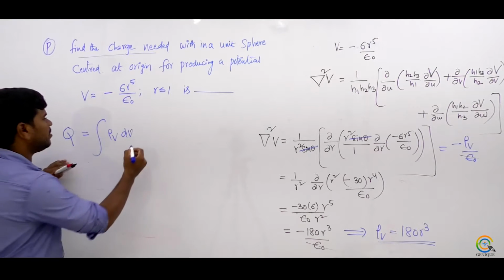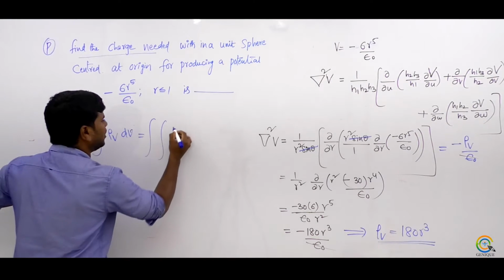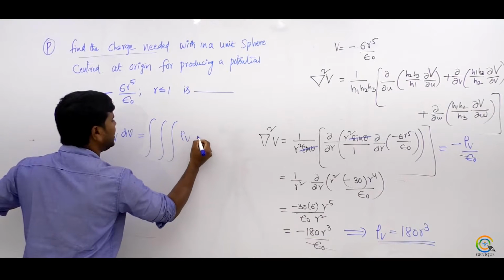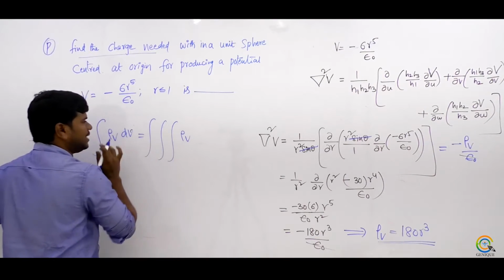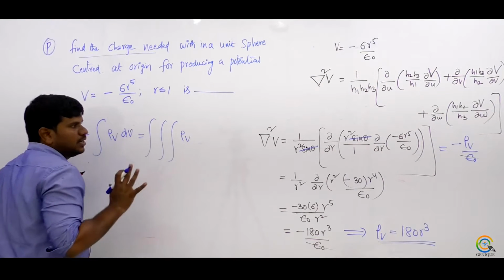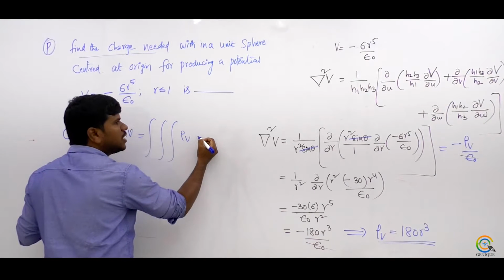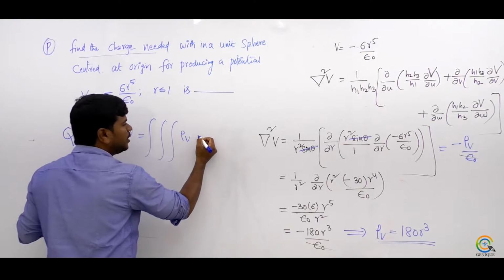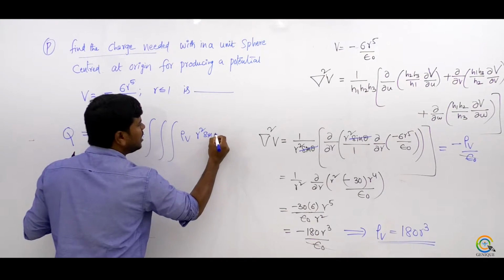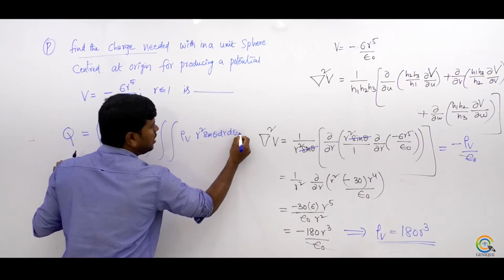So dv is nothing but a triple integral of rho v dv. In spherical coordinates, here also the spherical coordinates, h1 h2 h3 du dv dw becomes r square sin theta dr d theta d phi.